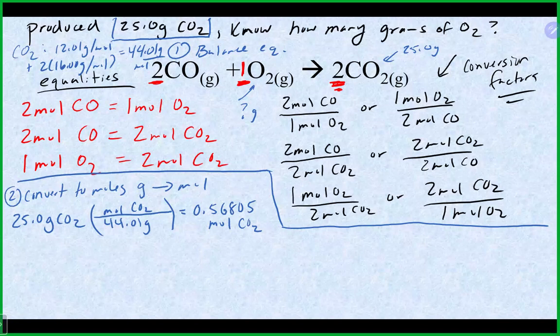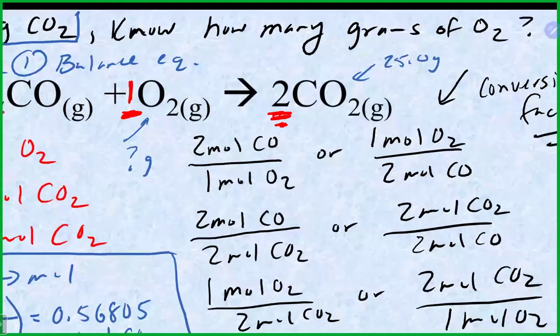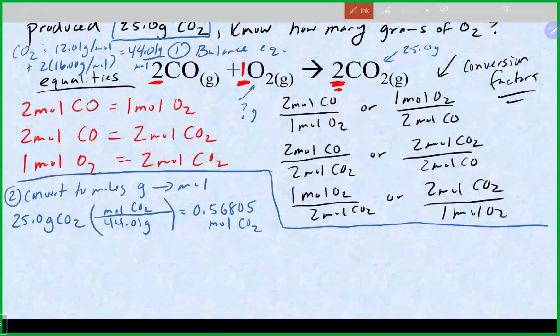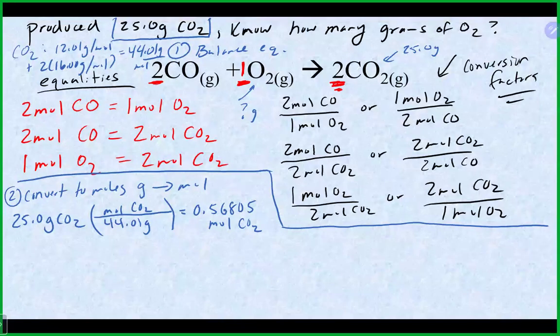The reason I need to do this step after I balance the equation is that if I look at my equation, the only piece of information I have at this point is about CO2. But I'm really not interested in CO2. I am interested in O2. So what I need to do at this point is find a way to go from CO2 to O2. And this is really what stoichiometry is all about. It's really just a conversion factor, and that's going to be our third step.